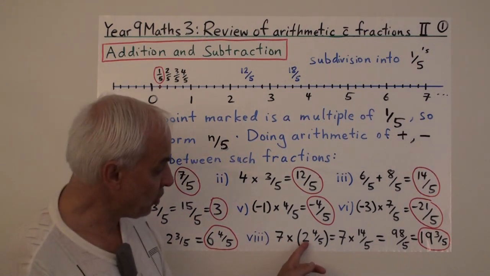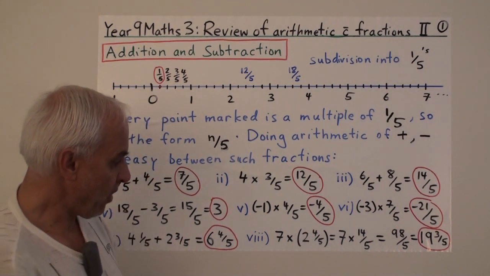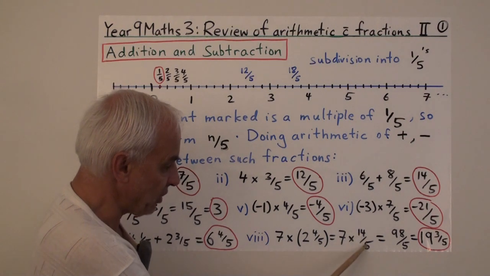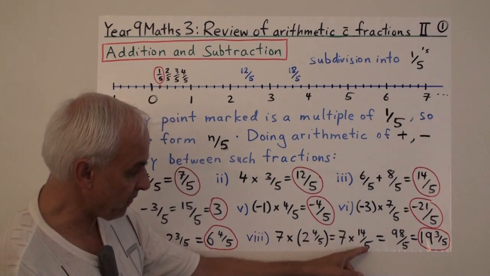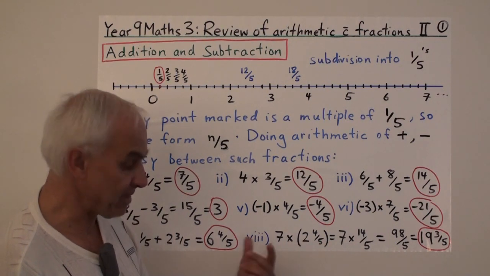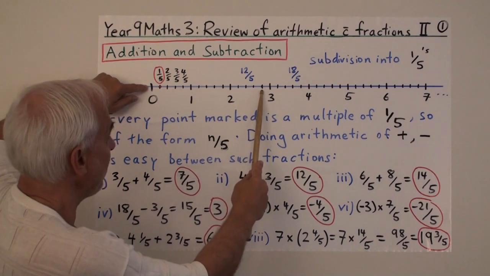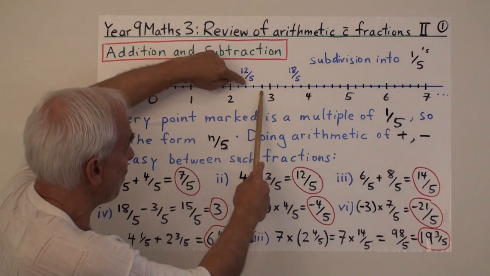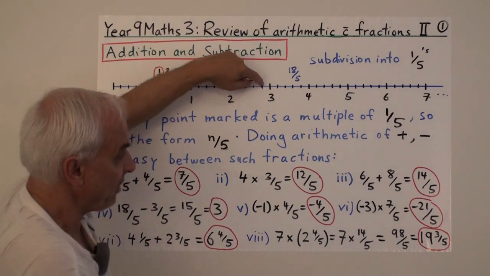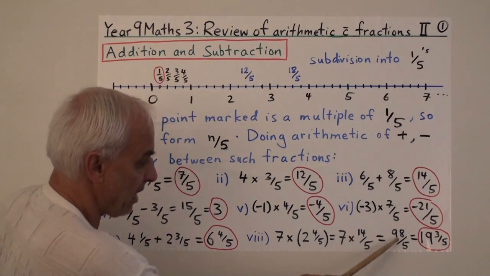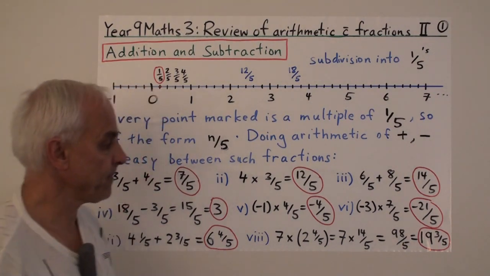7 times 2 and 4/5. Well, that's the same as 7 times 14 over 5. So the 2 and 4/5 is the same as 14 over 5 because 2 is the same as 10/5. So whereas 2 and 4/5, it's right there. It's really 10, 11, 12, 13, 14/5. And when we multiply that by 7, we have to multiply the 14 by 7 to get 98 5ths.